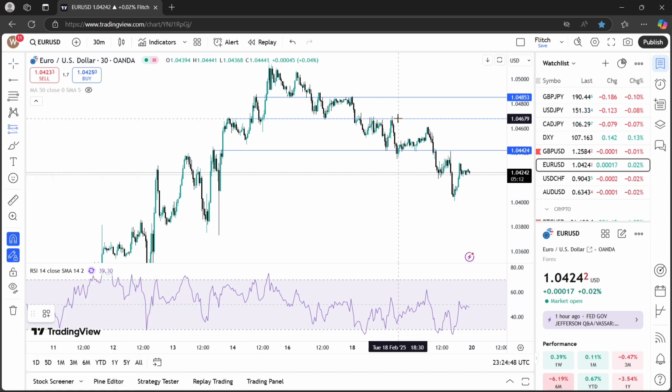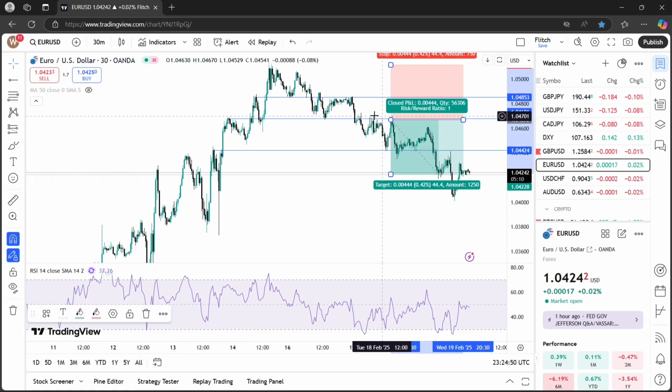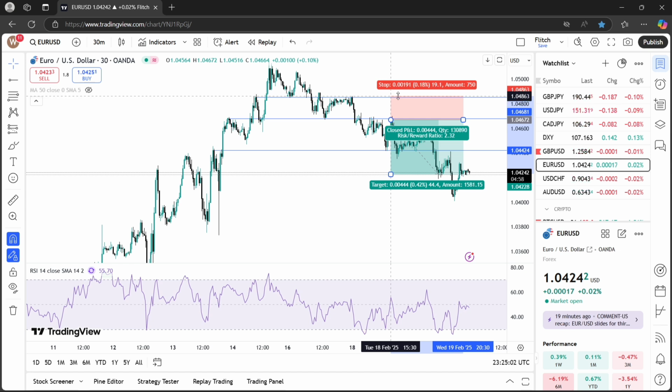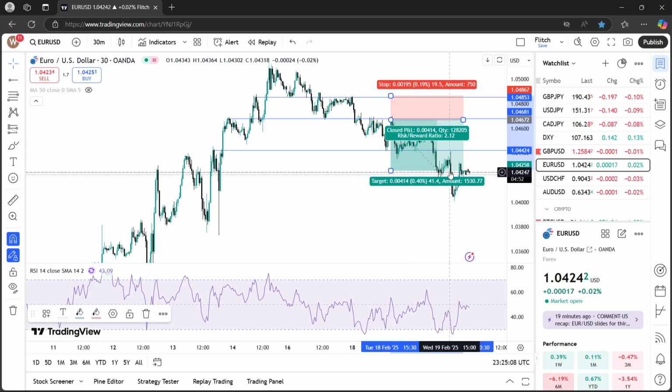So assuming we took the sell, which I didn't take because I didn't see this initially, we'd be looking for a 1:2 risk to reward. Yep, and it goes right through it, and we get our profit in. We're out of this market.